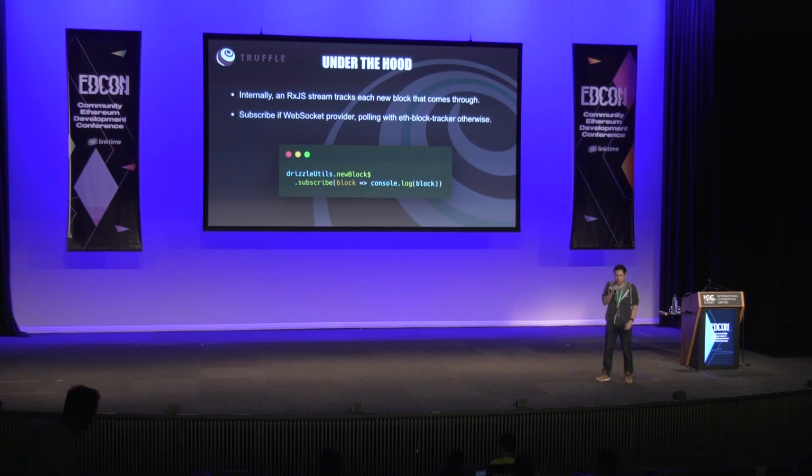Under the hood, how does this work? I'm not going to go into it too much, but internally there's an RxJS stream that tracks each new block that comes through. If you're providing a WebSocket provider, we use the Web3 subscribe methods. If it doesn't support that, we use MetaMask's ETH block tracker, and there's a polling interval, and you can specify that polling interval if you want. And of course, if you want to watch the new block stream itself, if you call drizzleUtils.newBlockStream, that refers to the actual underlying new block stream, and you can subscribe to it and filter, map, and do whatever you want with it, and you get that block every time there's a new block.